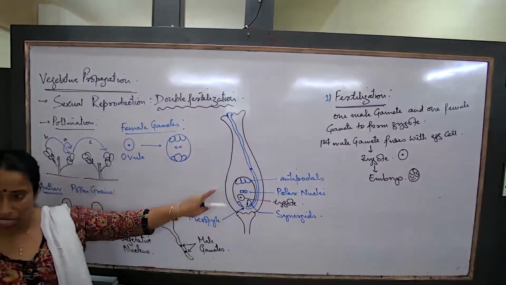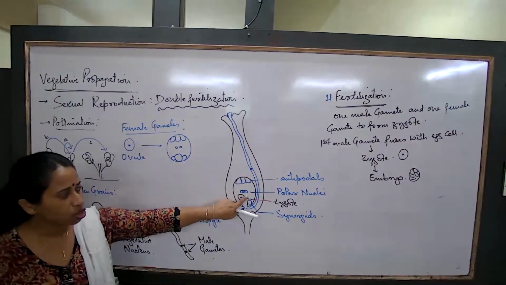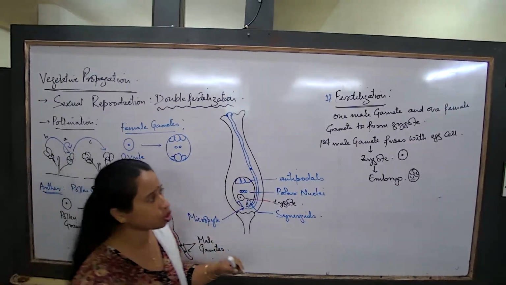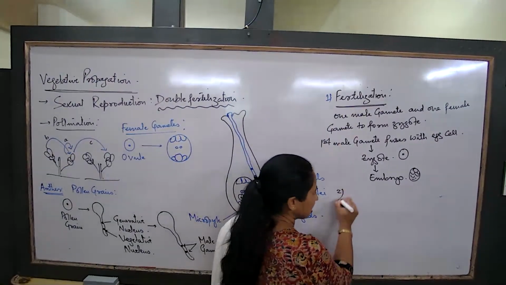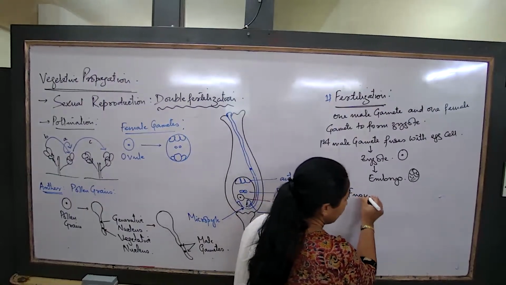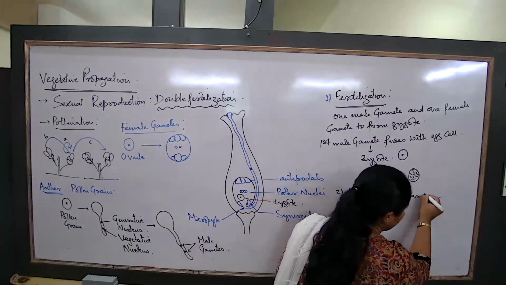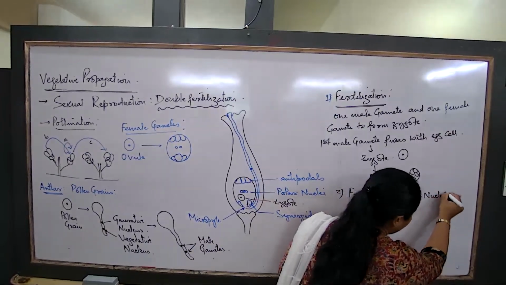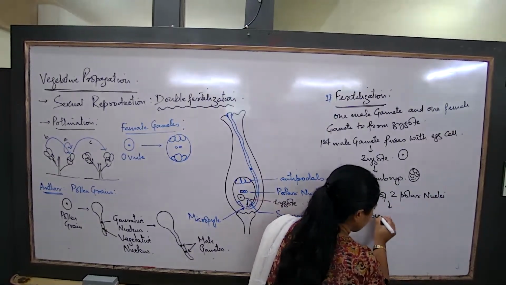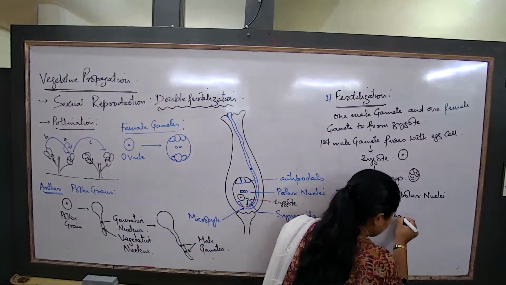So by the time this process happens, these two polar nuclei will fuse together. So let me take this as the second step. Now next, what happens? Fusion of two polar nuclei. What will it give rise to? This process gives rise to a secondary nucleus.